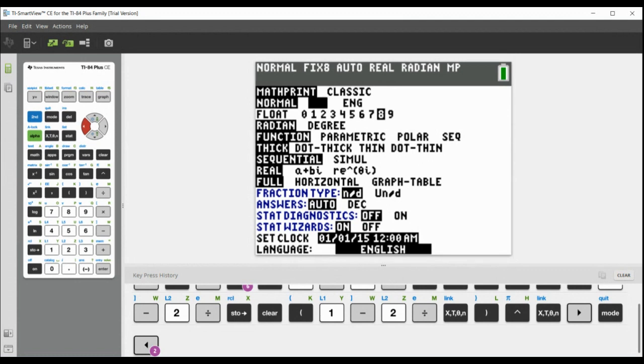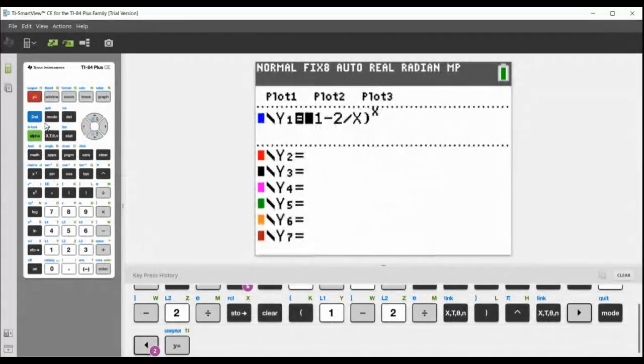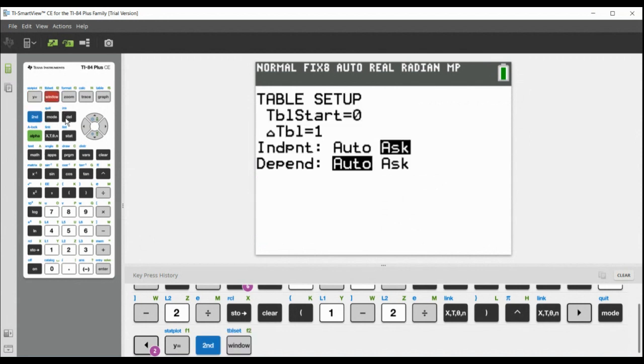But what we're going to do here is we have our function in here, and we're going to use something called table set. Okay, so table set is above window. Since table set's in blue, I have to hit the blue button to get it. So I go second window to get the table set.